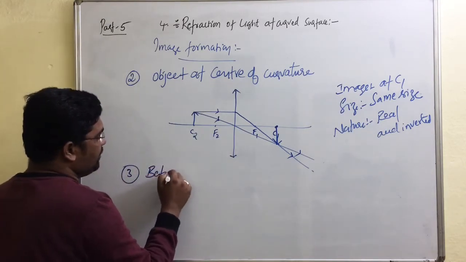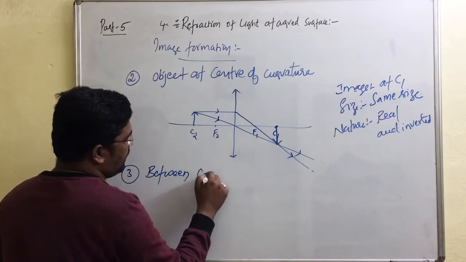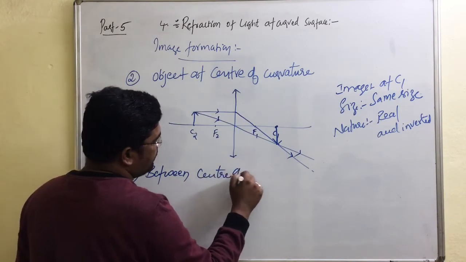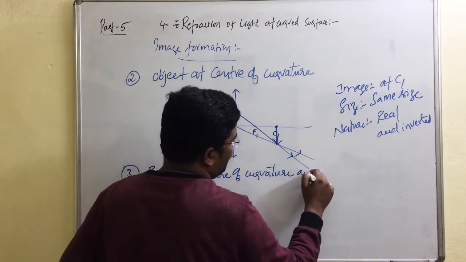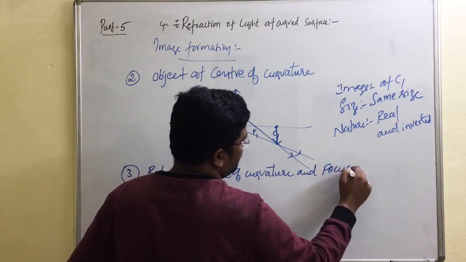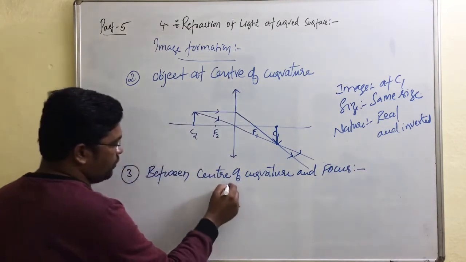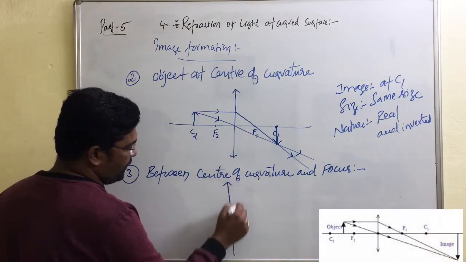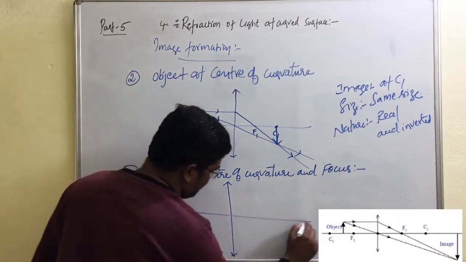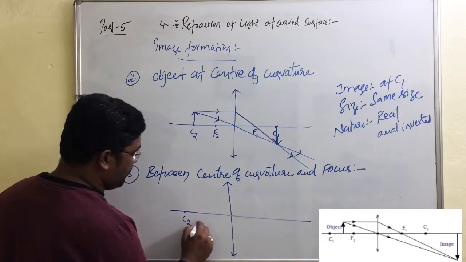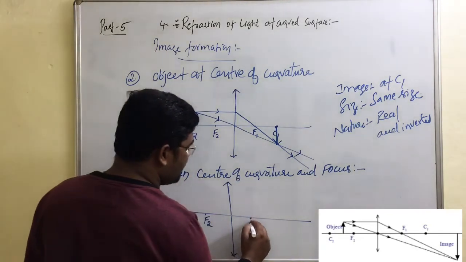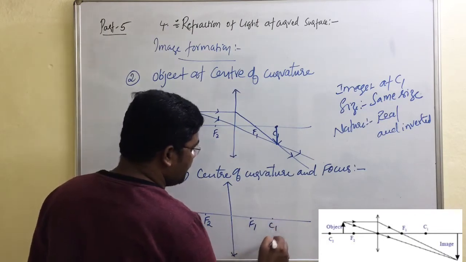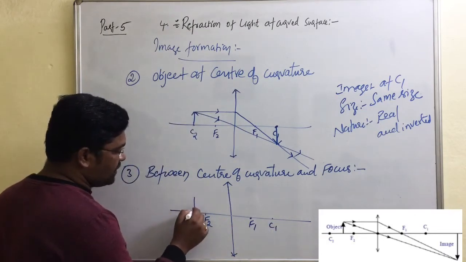That is between center of curvature and focus. When object is between center of curvature and focus, how do we draw? So this is our convex lens. Okay, is it clear? So you remember the same thing, the distance from optic center to focus, you have to take the same distance from focus to center of curvature. So our object is between C2 and F2.